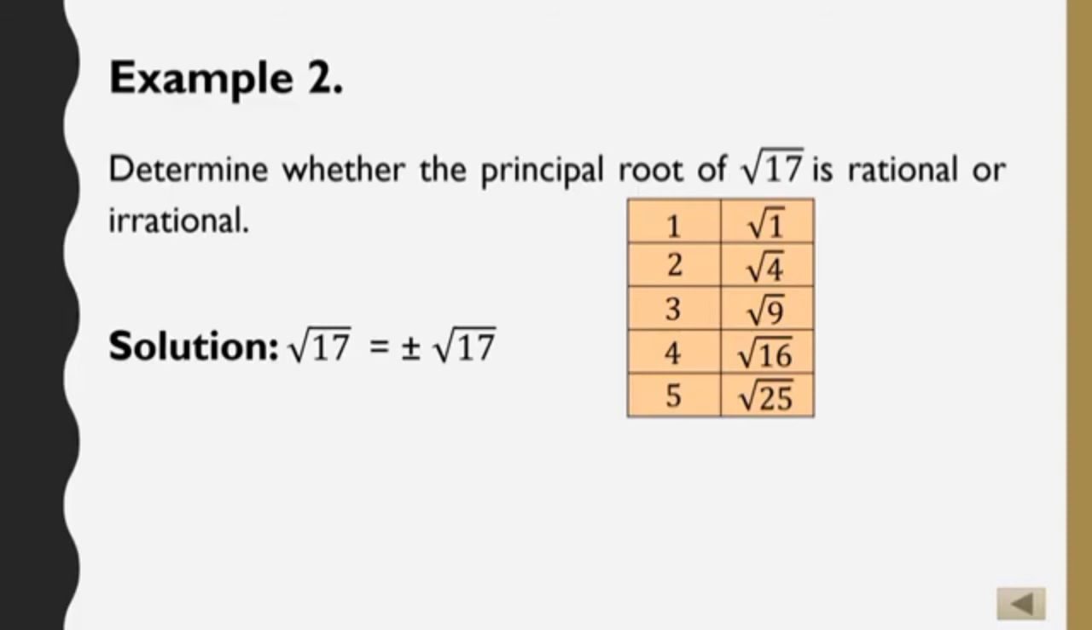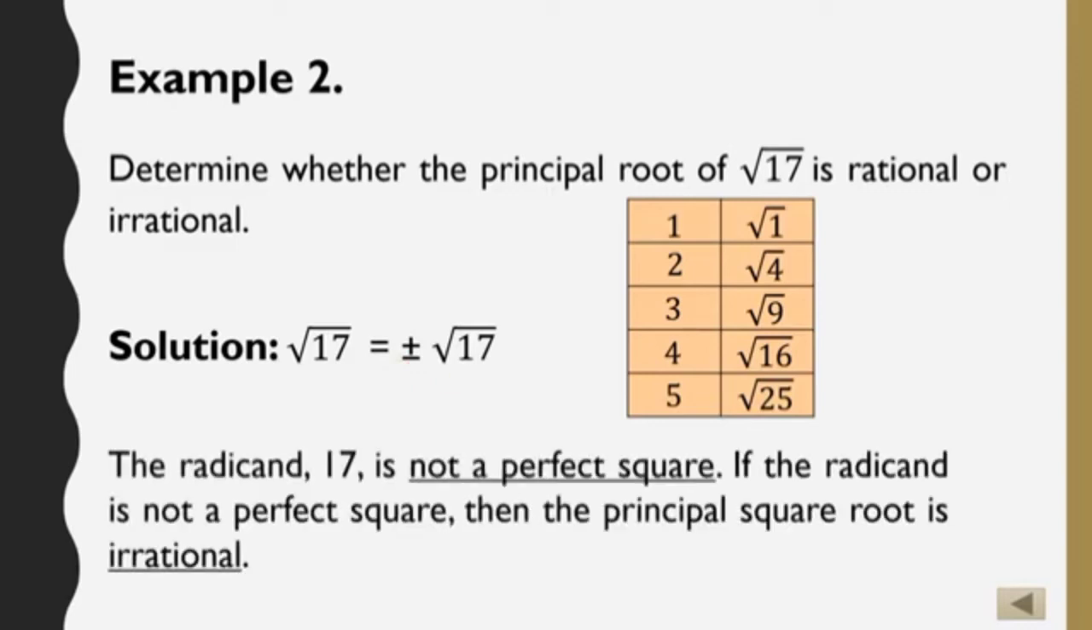Dahil walang whole number na kayang i-multiply sa sarili niya at ang kalalabasan ay 17, so ang sagot ay iyon pa rin. Ang lalagyan lang natin or dadagdagan lang natin ng positive or negative symbol katulad nito. And then kokopyahin natin yung given. The radicand 17 is not a perfect square. If the radicand is not a perfect square, then the principal square root is irrational.